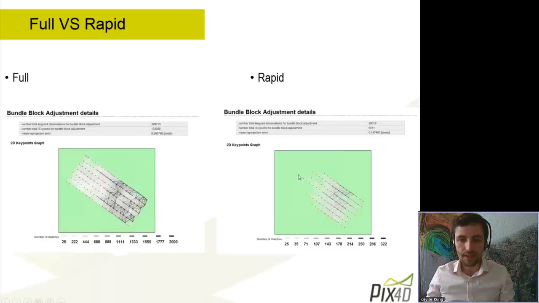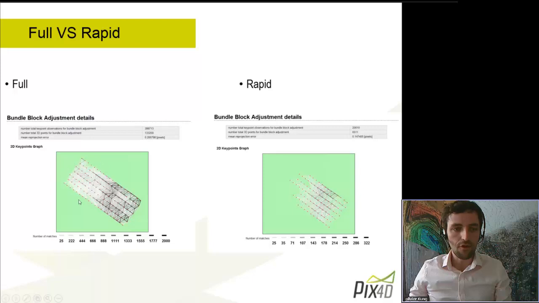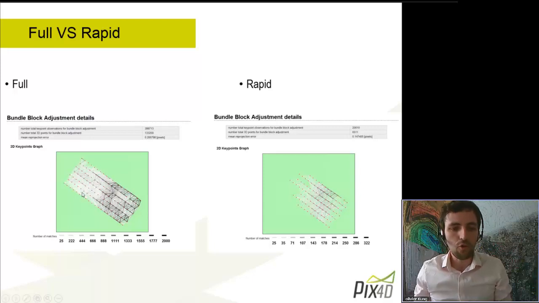A nice way to see it is also using another graph from the quality report, where again on the left you've got the full and on the right the rapid. You can see that on the full processing, there is a nice relation between most of the images. However, in this part, the relation between the images is quite poor. It's not as strong as in the other part, which may lead to some potential inaccuracy in this area.